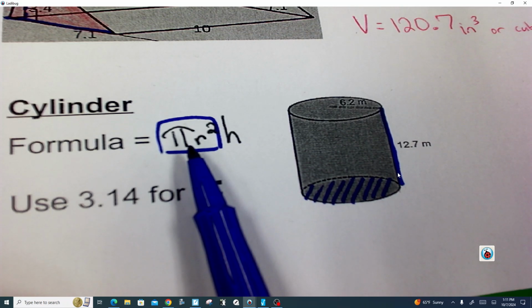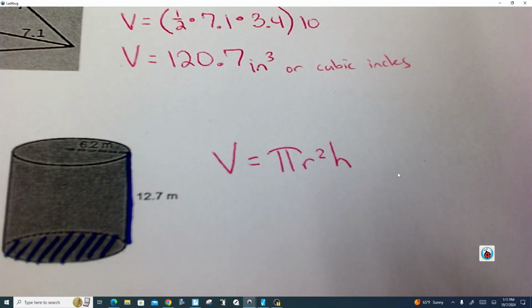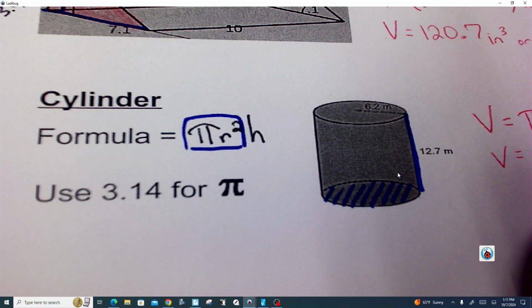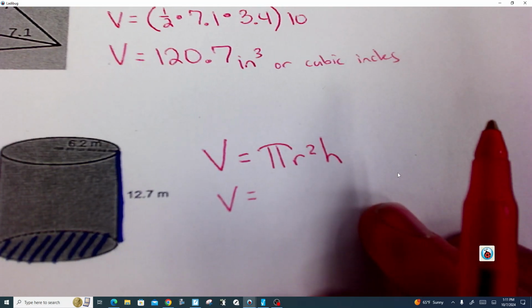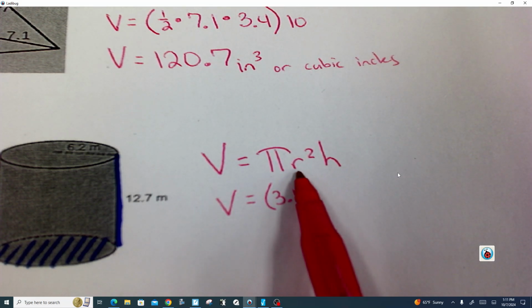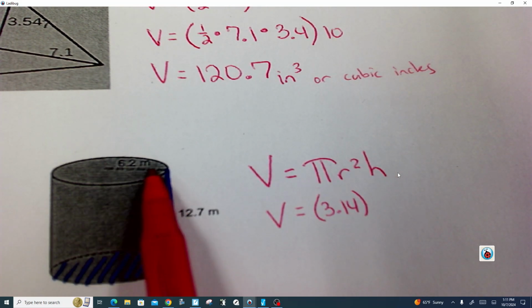Pi is going to be what? What's pi going to be? 3.14. So come over here and just rewrite the formula, starting with V. So V stands for volume, no problem. Pi, we said to use what again? 3.14. I'm just going to put it in parentheses to make it easier. Now, what was the radius of the circle? What's the radius of the circle?